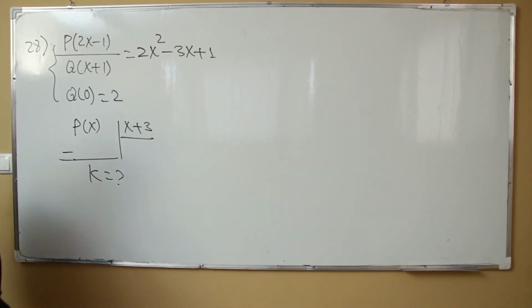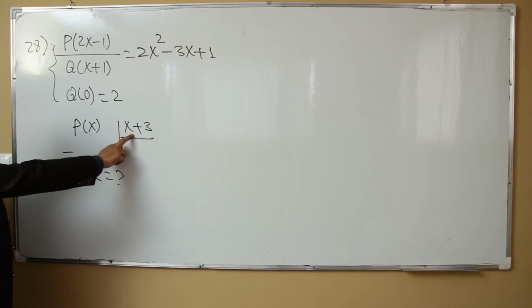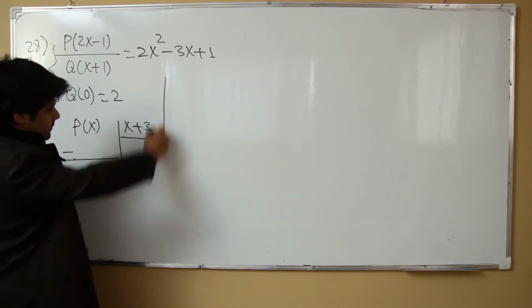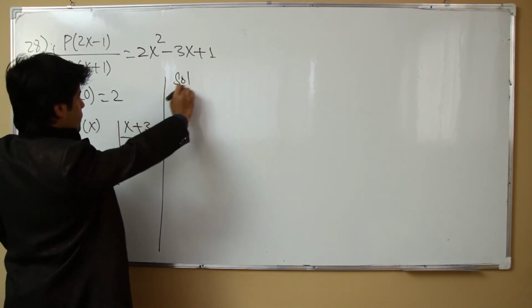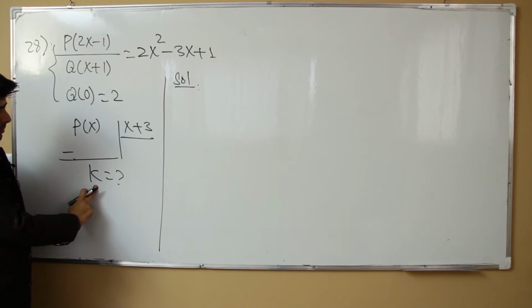P(2x minus 1) divided by (x plus 1) is 2x squared minus 3x plus 1. Now q(0) is also given. P(x) is divided by x plus 3. What is k? How can you find it? I think it's very simple. First, whenever you're talking about k, it is the remainder. How can you find the remainder?